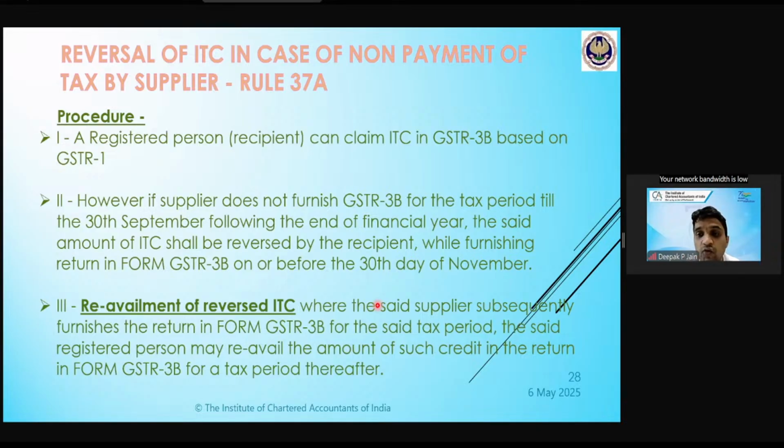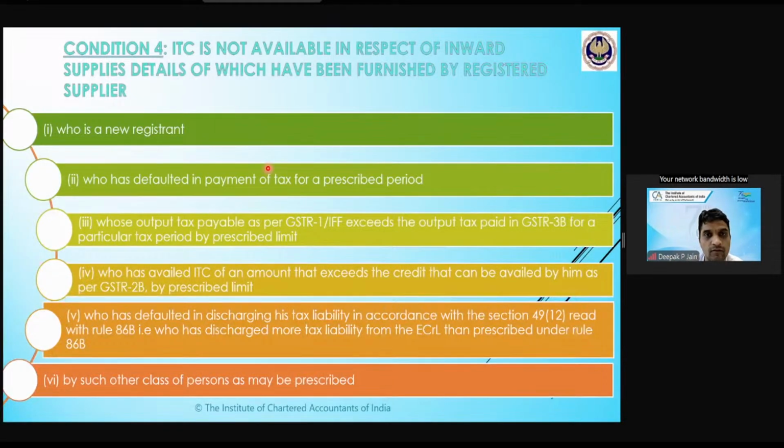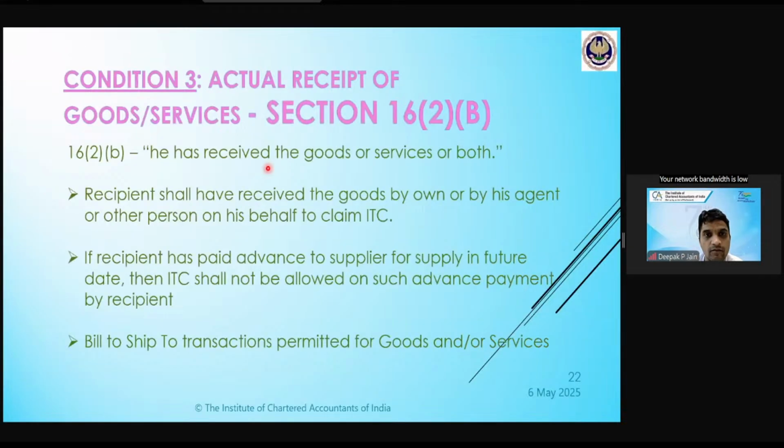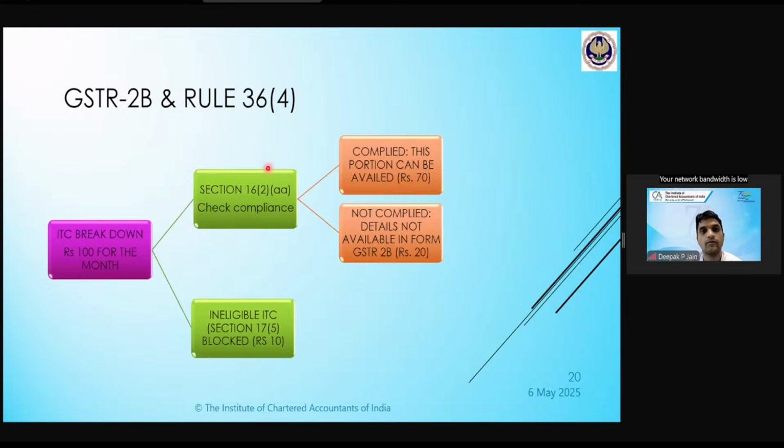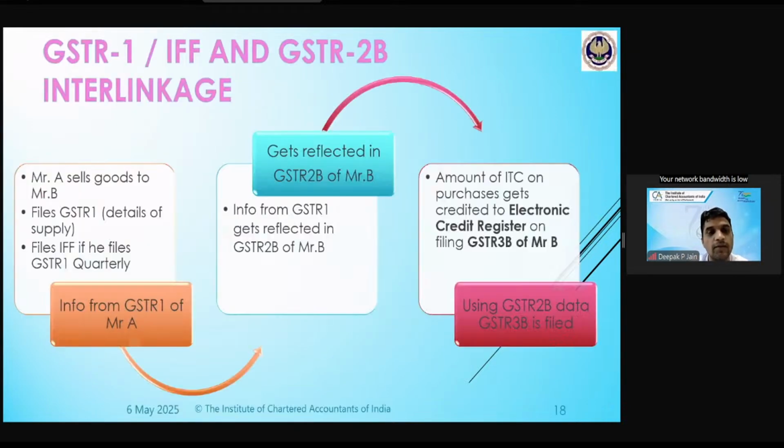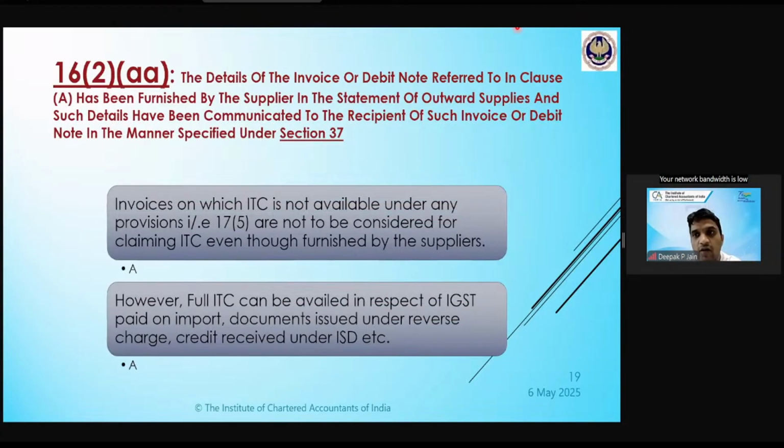Can you explain 16(2)(a) once again? Sure. 16(2)(a) says, very simple, that the details of the invoice or debit note referred to in clause (a) have been furnished by the supplier in his statement of outward supplies, and such details have been communicated to the recipient of such invoice or debit note in the manner specified under section 37, which means the details of the invoice should be furnished by the supplier in the manner in section 37, which is his GSTR 1.